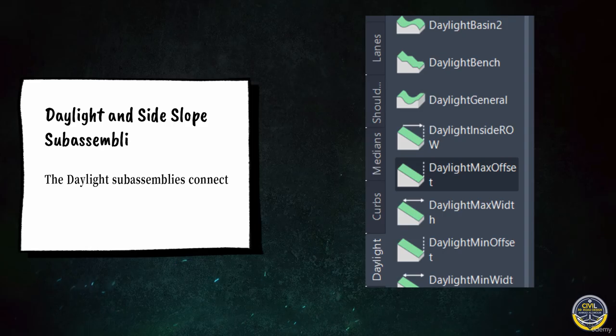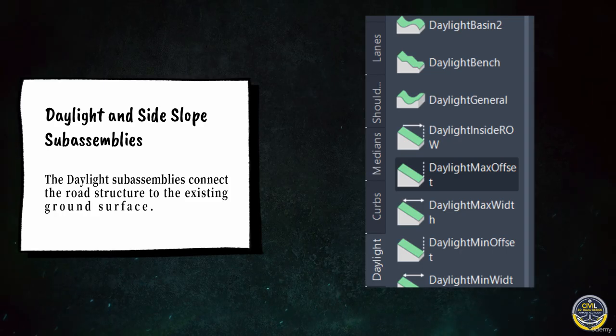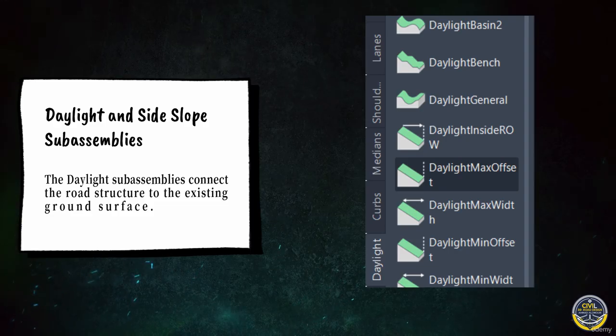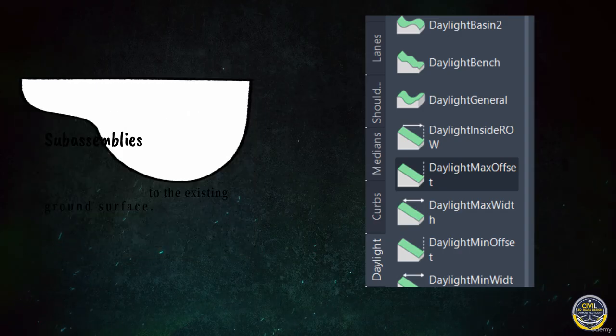Daylight and side slope subassemblies. The daylight subassemblies connect the road structure to the existing ground surface. They control how the embankment or cut transitions into natural ground. Designers can choose between simple daylight slopes or more advanced condition subassemblies that adapt automatically to terrain conditions.